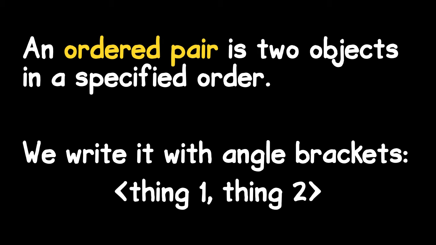For this, we'll want another mathematical notion. An ordered pair is two objects in a specific order. We write it with angle brackets. Open bracket, thing 1, comma, thing 2, close bracket, is an ordered pair that puts thing 1 before thing 2.